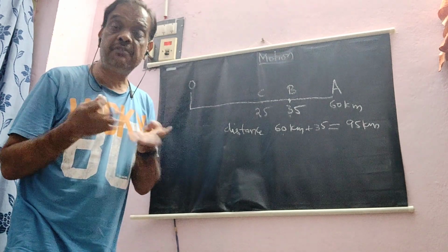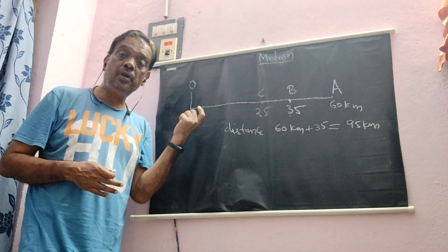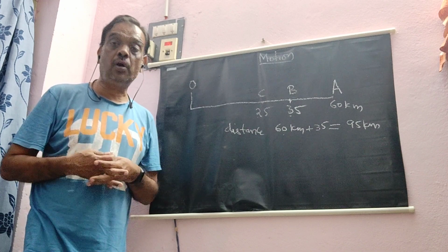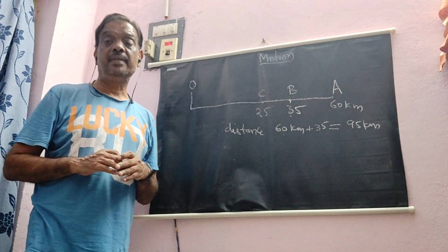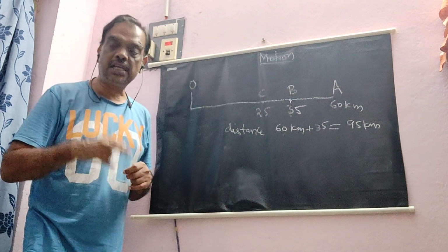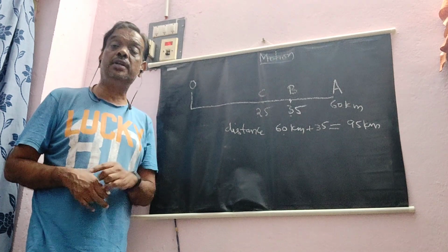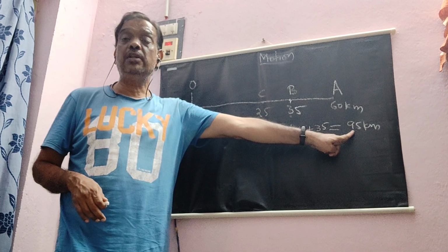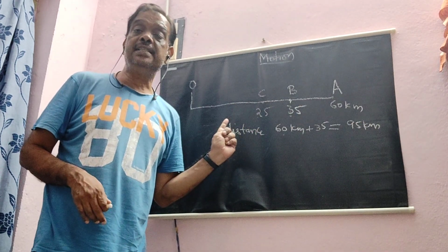Distance has no specific direction. It will go from O to A, come back to O, from O to A to C. That is the actual path, the total path traveled by the object, called distance. In distance there is no specific direction. It has only numerical value. It has only magnitude. In my previous class I told you what magnitude is. The numerical representation of a physical quantity is called magnitude. 95 is the numerical value. This is called magnitude. Kilometer is the unit of distance.